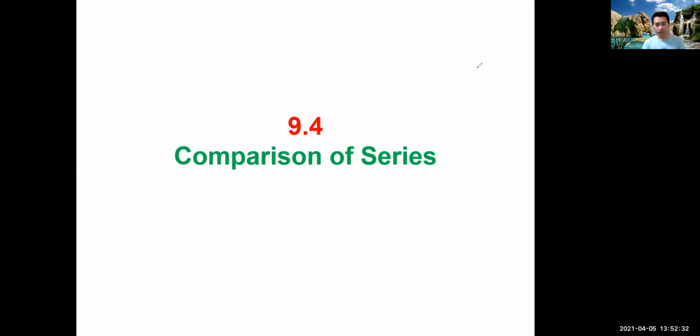This is section 9.4, comparisons of series. In this section, we will continue to develop some quick tests to determine whether a series converges or diverges. Let's do a quick review here.